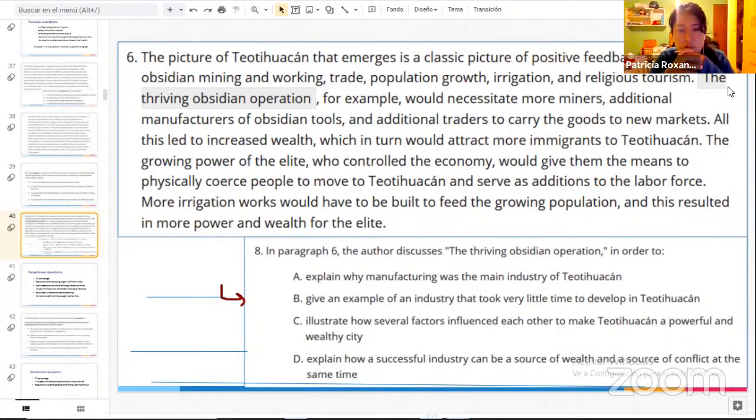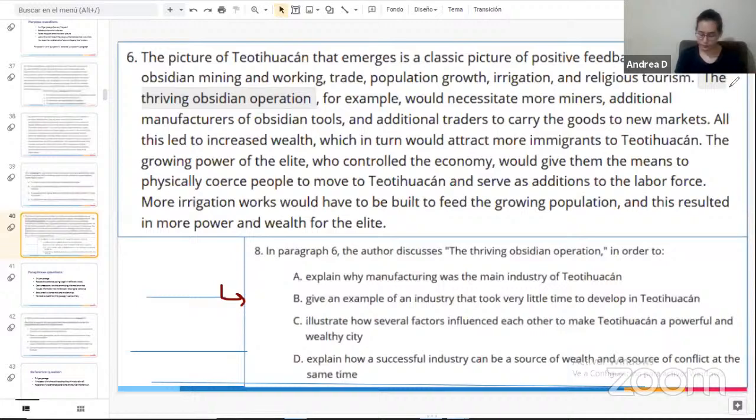In paragraph 6, the author discussed that thriving obsidian operation in order to A, explain why manufacturing was the main industry of Teotihuacan, B, give an example of an industry that took very little time to develop in Teotihuacan, C, illustrate how several factors influence each other to make Teotihuacan a powerful and wealthy city, and D, explain how much successful industry can be a source of wealth and source of conflict at the same time.